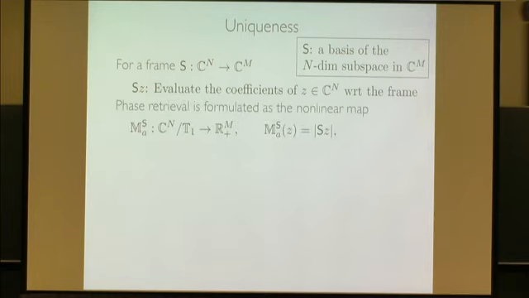The phase retrieval problem is actually formulated as the following nonlinear map, which I denote as M_S. What you have is C^n, you map C^n to R^m_+. R_+ means the positive real value. What you do is you just evaluate Sz and you take the absolute value entry-wise. Why do we have this T^1? Why do we mod out this T^1? The T^1 is actually a global phase.